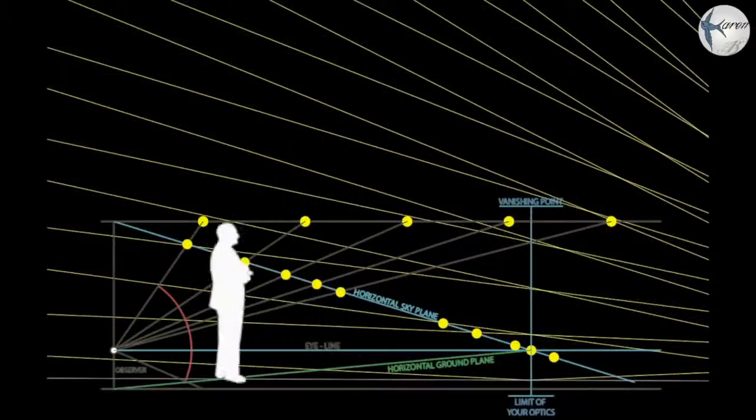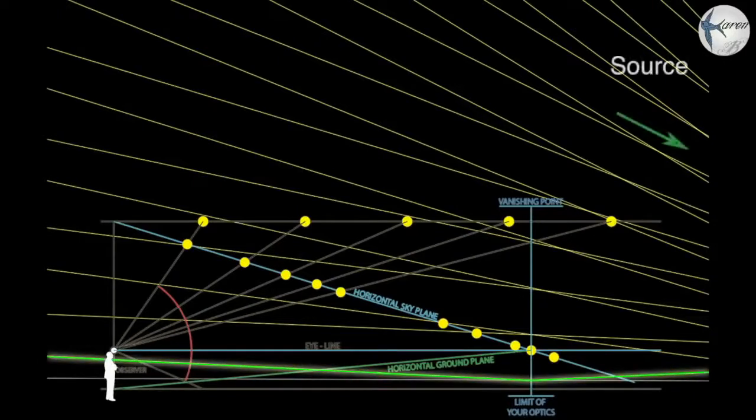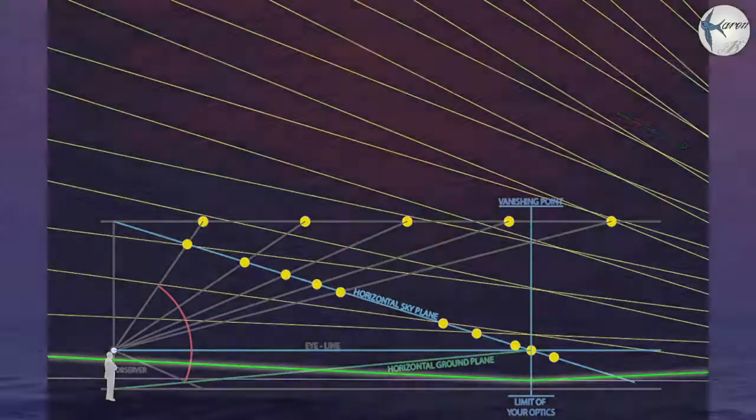So here's our observer again, and you can see the reflected ray reaches our observer before the source does. This is what creates the effect we see at sunrise or sunset. The first thing we see is the reflection of the sun, not the actual sun. The light of the reflection is closer to us, so we see that before we see the sun itself.